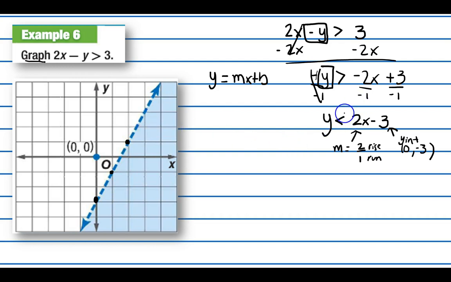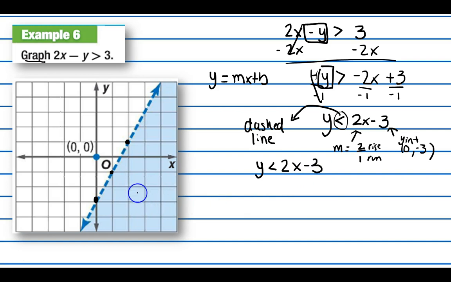Then I look at this sign here, and I see that this one is going to be a dashed line because you use less ink. And you can see that's here. But the main thing that we also need to check is what side do we shade? So I'm going to go back to my equation here. I have y is less than 2x minus 3.